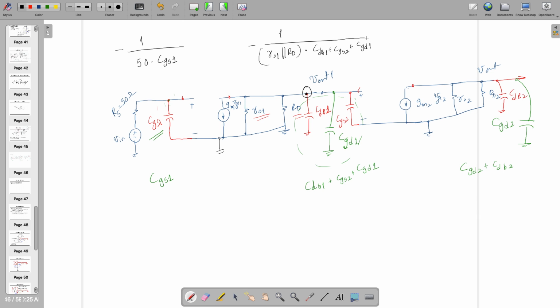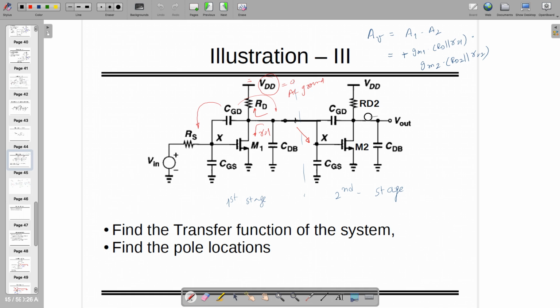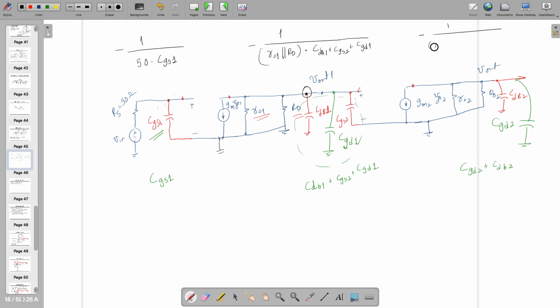This is another pole. Now looking at the third pole, which is available at CGD2 plus CDB2, you can write down the resistance at this node, which is going to be equal to RO2 in shunt with RD2, because it's also again easy. You can see two branches are there. One is RD2 on the top side and one is RO2, which is going at the drain of a transistor. So in that case, it's RO2 in shunt with RD2 times CGD2 plus CDB2.